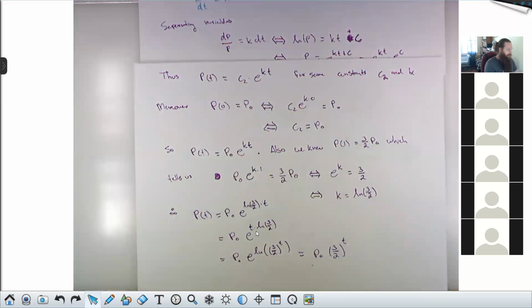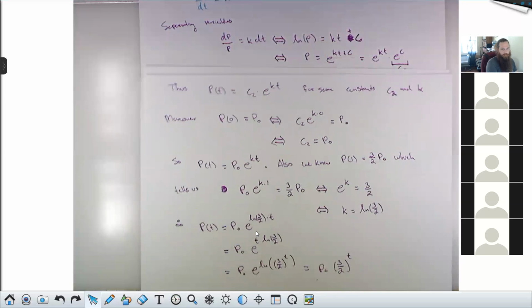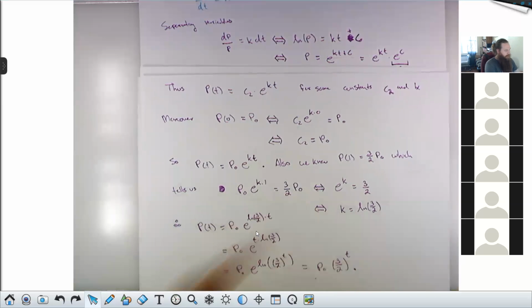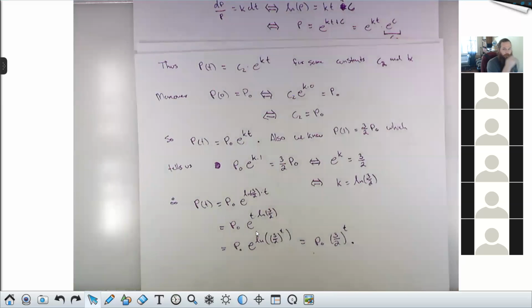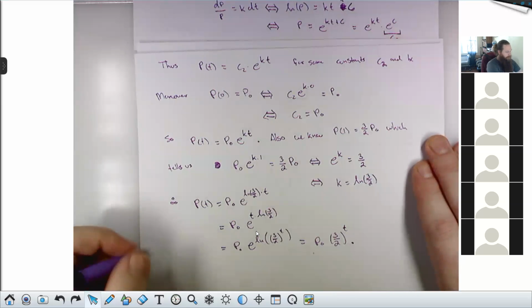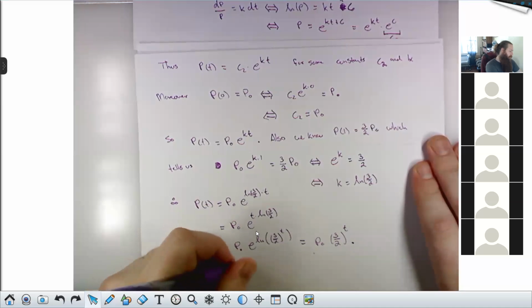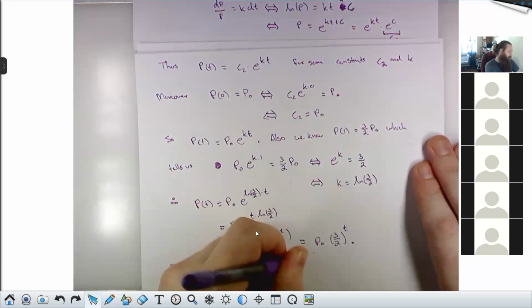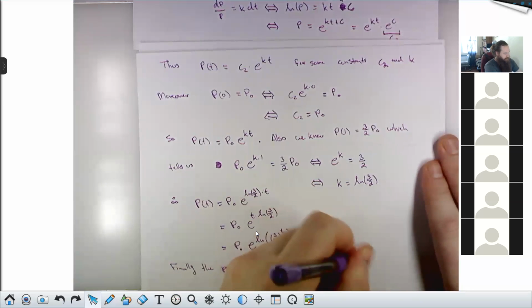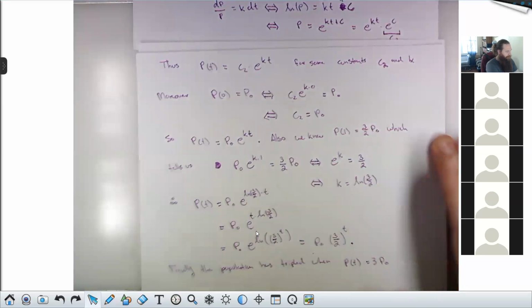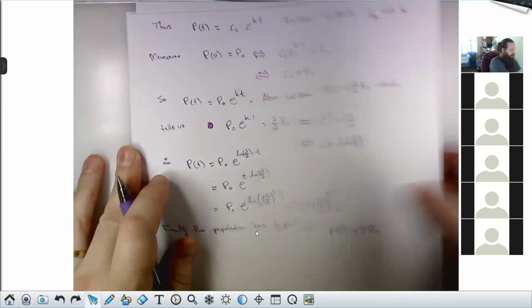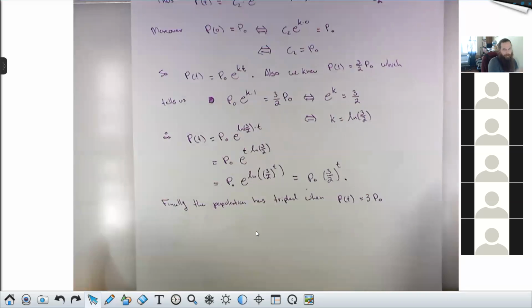The last thing we were asked to do is answer how long is it going to take this population to triple? So are there any questions so far? This is us solving the differential equation as thoroughly as humanly possible. Finally, the population has tripled when P of t is equal to 3 times P naught. That's what tripling means. It means it's gone up by a factor of 3.